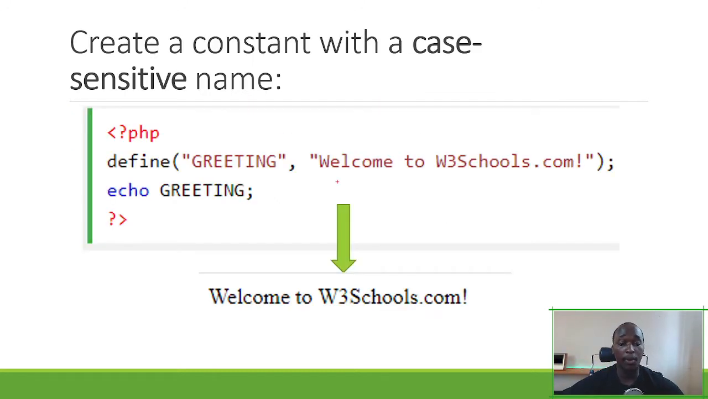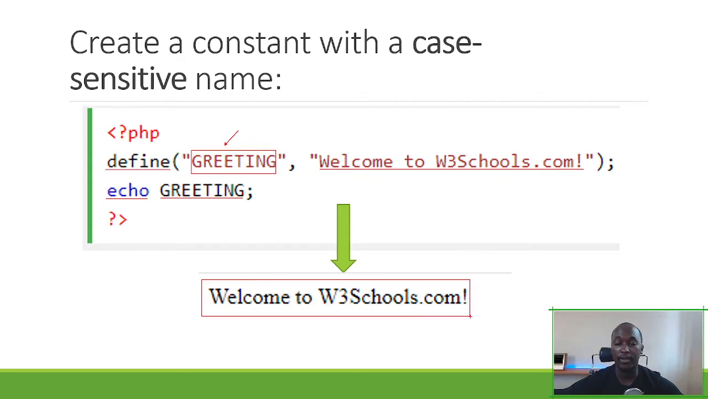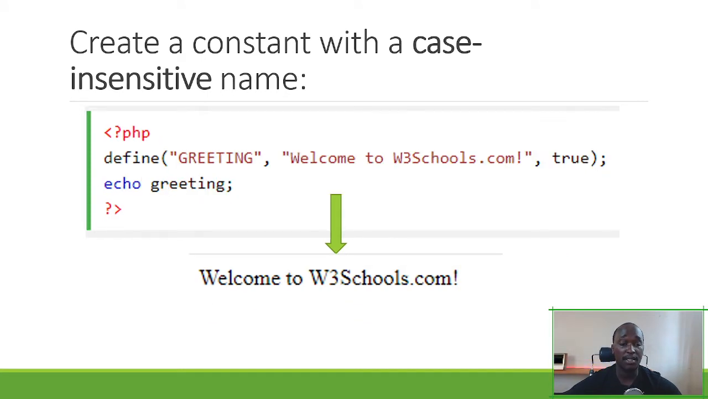So let's see an example in code. If you want to define a constant called greeting, then you go ahead and use the define function. The first thing you provide is the name of the constant. Then you assign it a value. Therefore, if we come down here and echo the name of the constant, it's going to output the value of the constant. That value cannot change throughout the execution of the program. So that's how a constant really is.